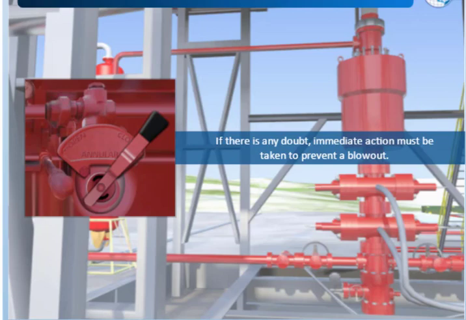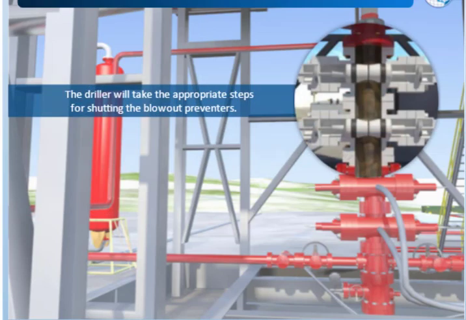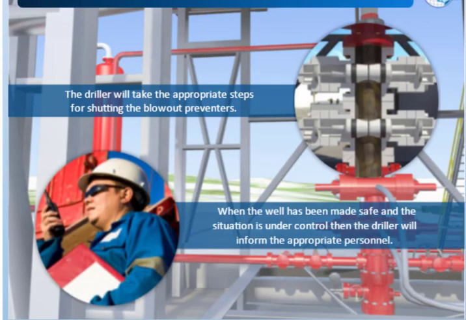Upon detecting a kick, the driller will take the appropriate steps for shutting the blowout preventers. Let's not forget that the driller is fully conversant and well practiced in the procedures for this type of situation. This is a very stressful situation, and he has a great deal of responsibility on his shoulders. Nonetheless, it is his duty to do the right thing, and he has been empowered to do so. When the well has been made safe and the situation is under control, then the driller will inform the appropriate personnel.